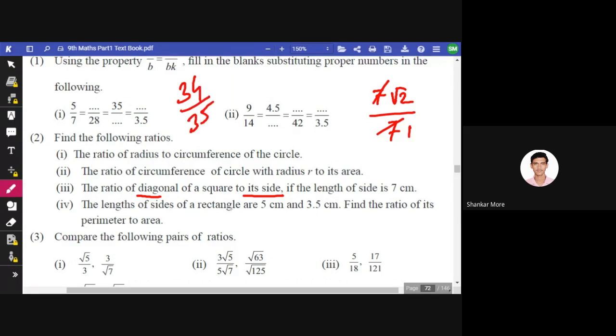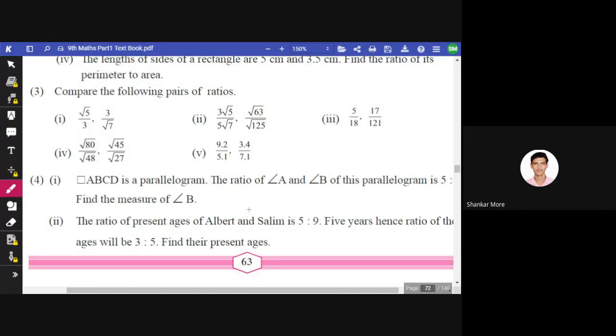Okay. So compare the following pairs of ratios. Compare. First one, compare. You have to tell which one is greater. First one is greater or second one is greater. Tell me the greater one. First ratio is greater or second ratio is greater. Okay, second ratio is greater. Fine.